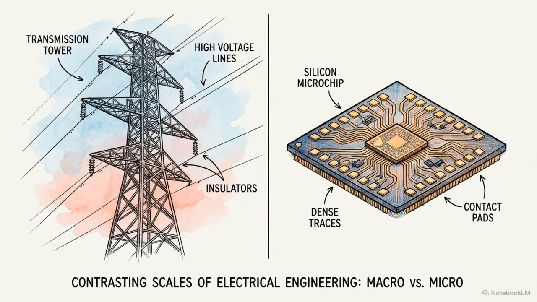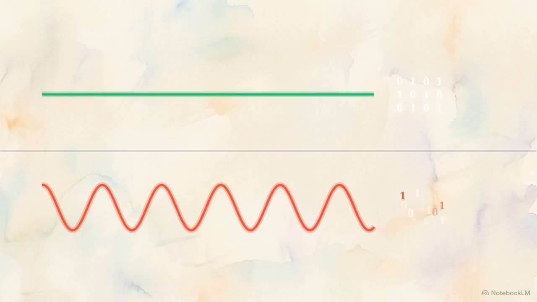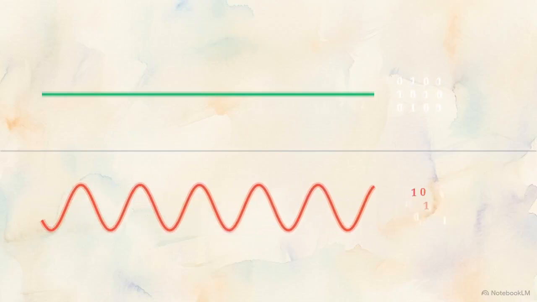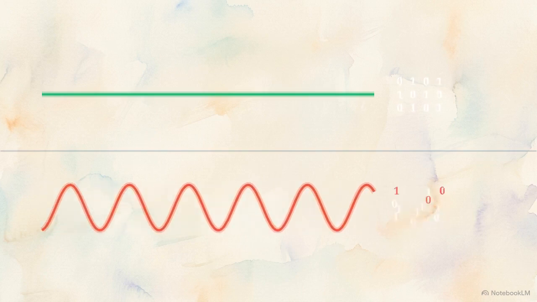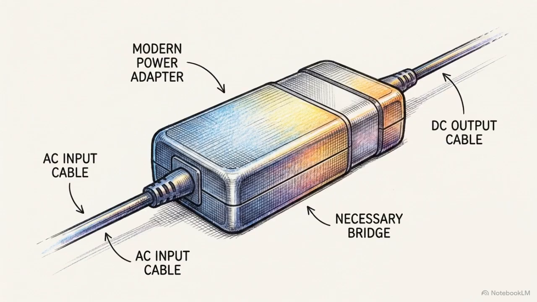While those high-voltage AC waves are efficient for transmission, they are physically incompatible with digital logic. To accurately read binary signals, the zeros and ones of code, a microprocessor requires a voltage that stays perfectly flat. If the power source is constantly reversing direction, the chip cannot reliably process information. This makes the power supply a necessary piece of modern technology.